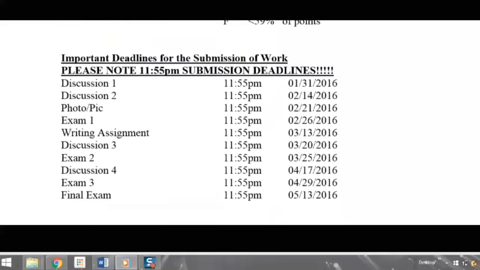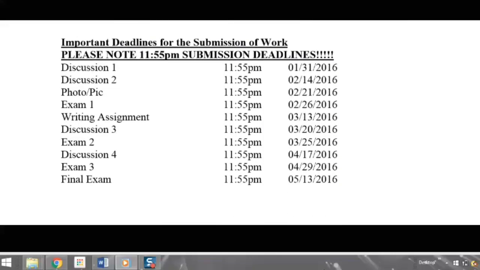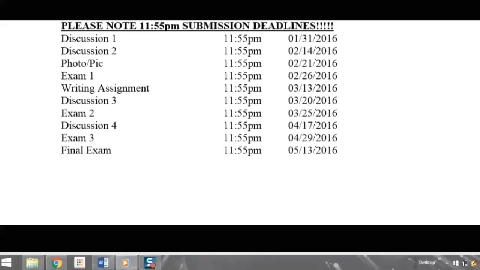And then you will see right here some really important deadlines for the submission of work. This section will be an excellent reference for you to make sure that you are not missing any important deadlines. So please make sure you revisit this section often throughout the semester.